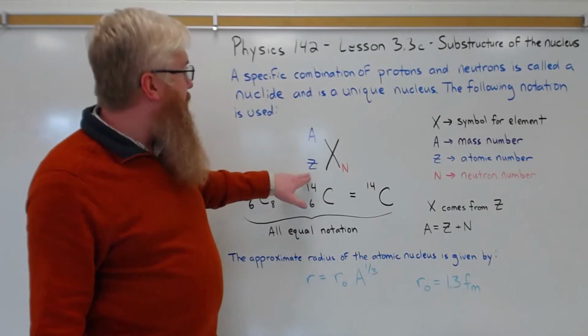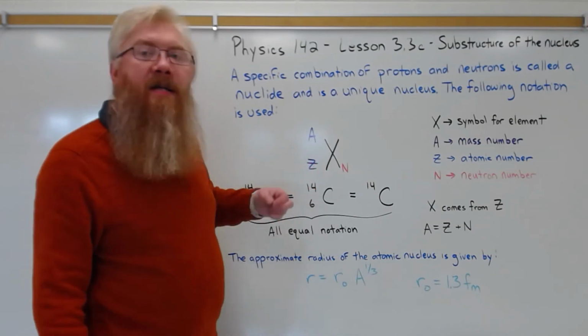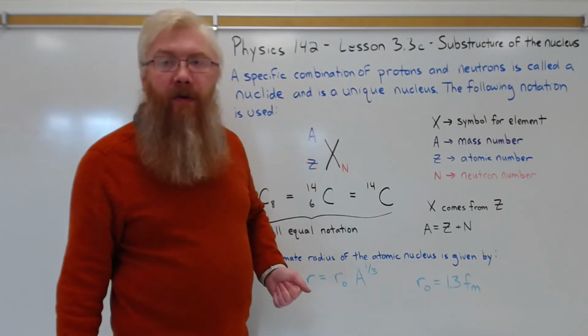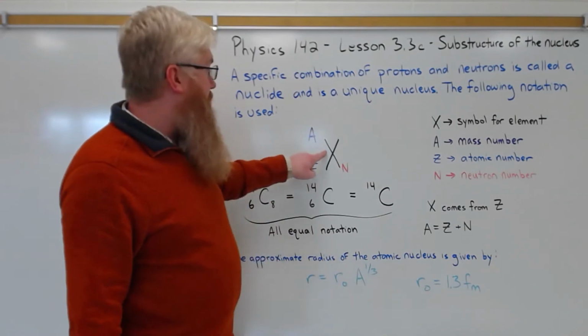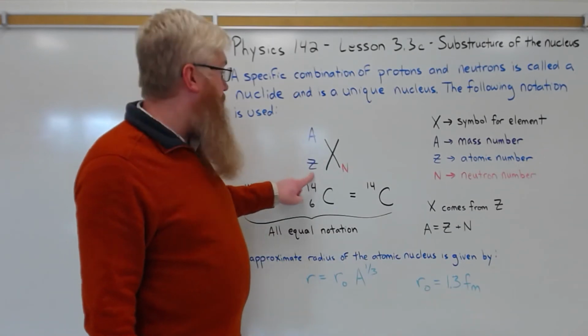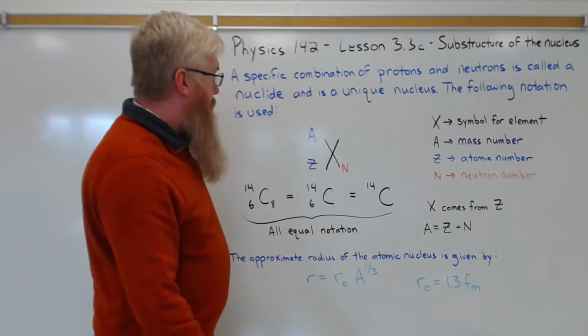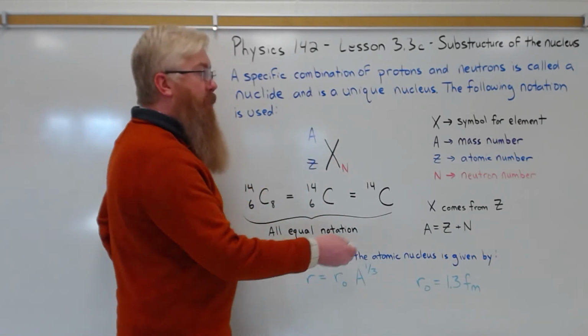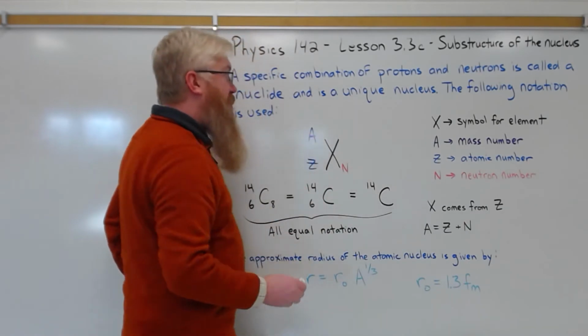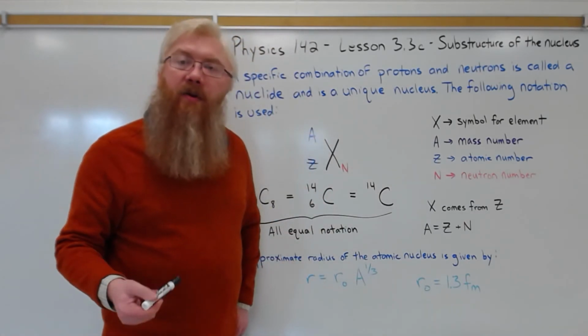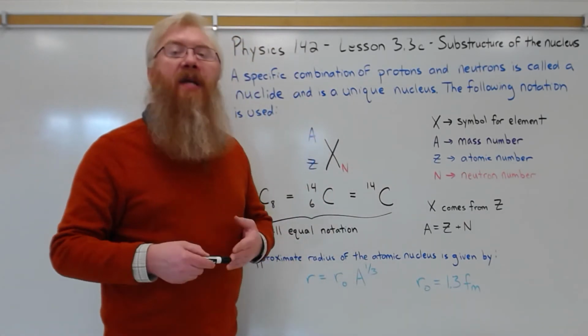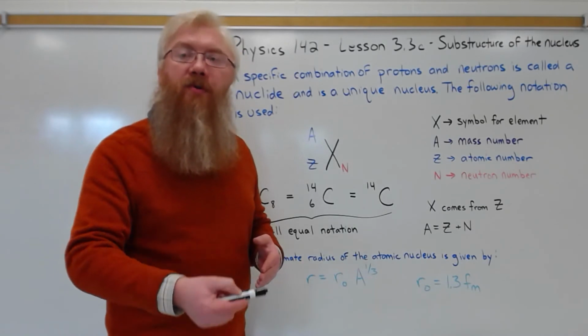So Z and X here are redundant. If you know one, you know the other. If I know this is carbon, Z has to be 6. If I know Z is 6, the symbol has to be that for carbon. Then you have A, which is the mass number. A is the total number of nucleons in the nucleus. So it's the number of protons plus the number of neutrons.